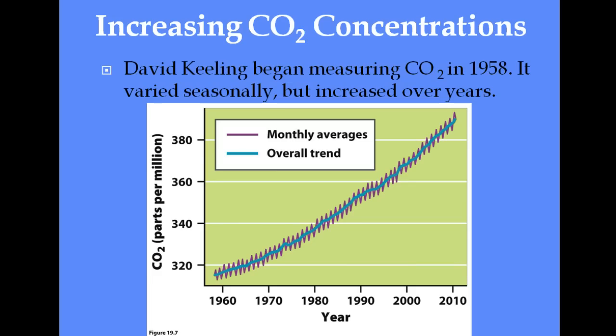So you can see the purple line as it goes up and down. In fact, this graph is very popular on the AP exam, so be familiar with it. The CO2 would fluctuate seasonally, but overall it increased throughout the years. So that's what he noticed. So what would cause the seasonal variation?